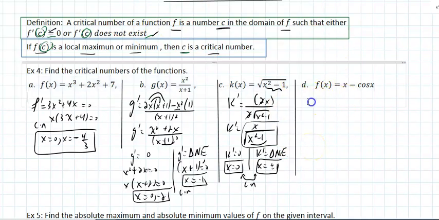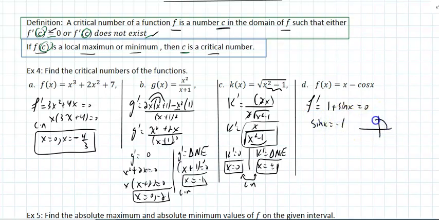Now, I take a derivative. This is the 4th type of problem that we come across. That is 1 plus the sine of x. Where does the derivative equal 0? That's when the sine of x equals negative 1. Where does that happen? That's a special case. That happens when x equals 3 pi over 2 plus 2 pi k. So this has an infinite amount of critical numbers. If there is a maximum or a minimum, it must happen at one of these values.